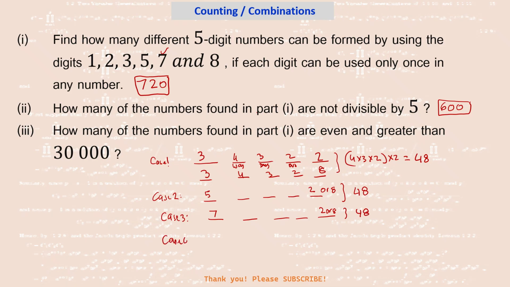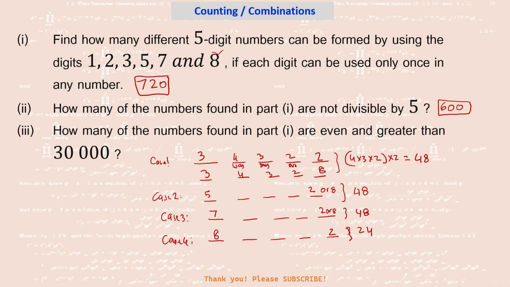Now case 4, when it starts with an 8, it cannot end in an 8. The only way it can be even, the numbers that start with 8, would be if it ends in a 2. 8 cannot be repeated, so we will have only 24 ways to do this.